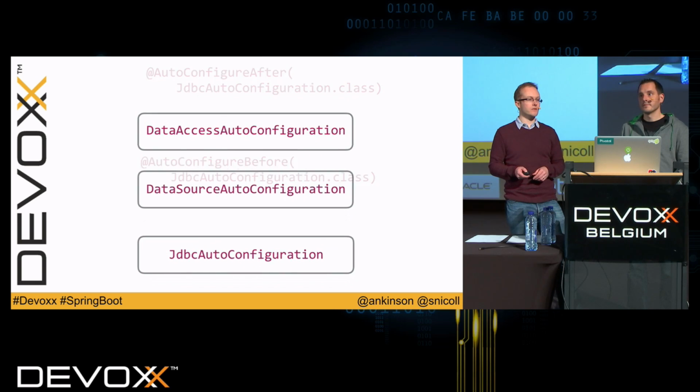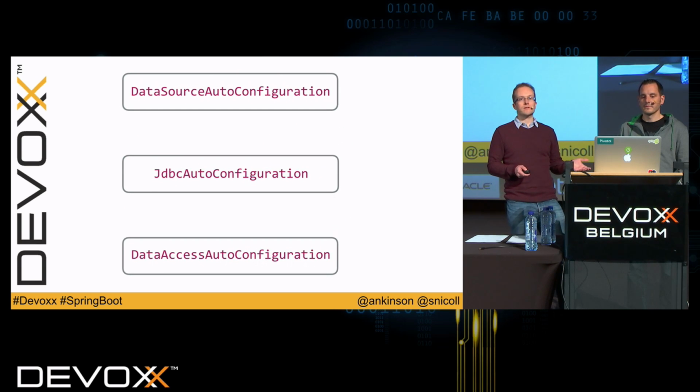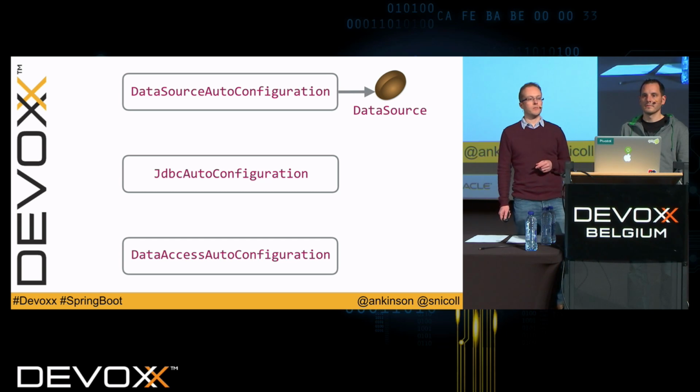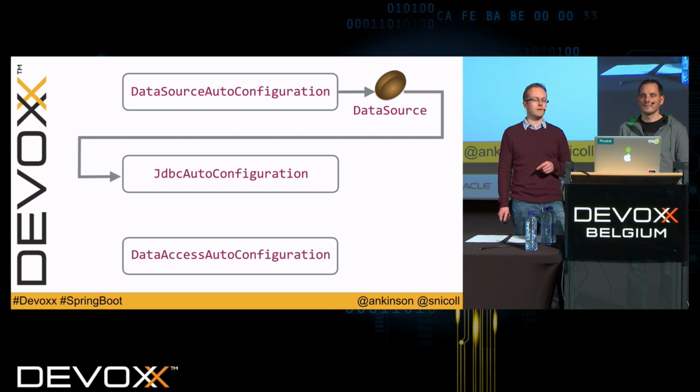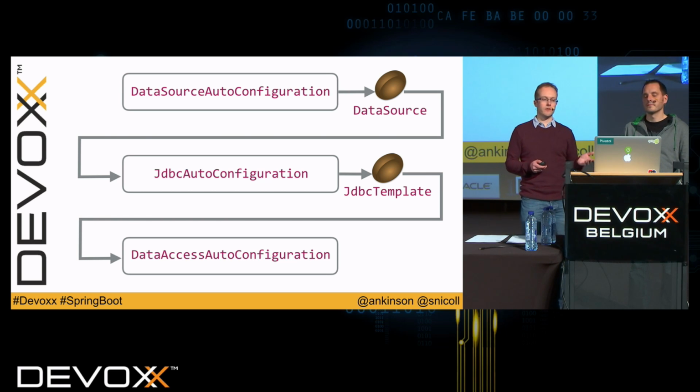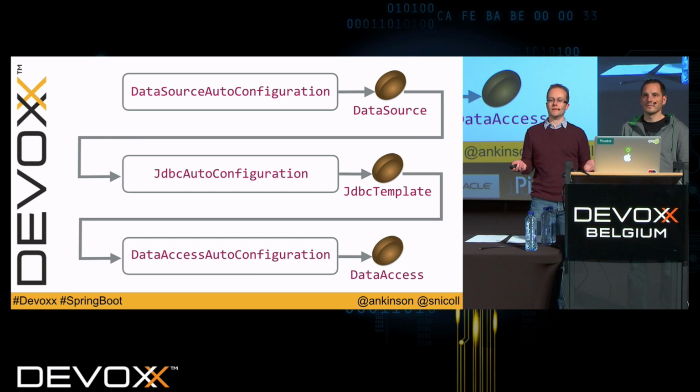So with those annotations in place, that now corrects the order of our auto-configuration classes. We have our data source auto-configuration happily producing its data source bean. That can be consumed by the JDBC auto-configuration, which creates the JDBC template. The JDBC template can be consumed by our data access auto-configuration, and it can create the data access bean.